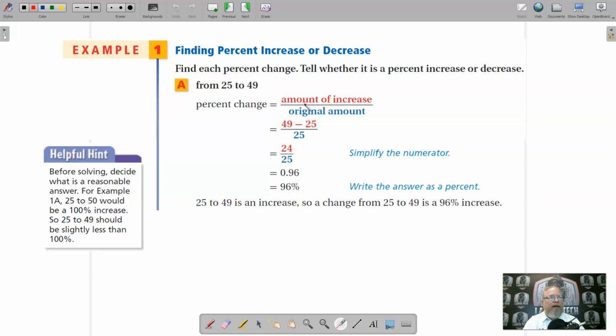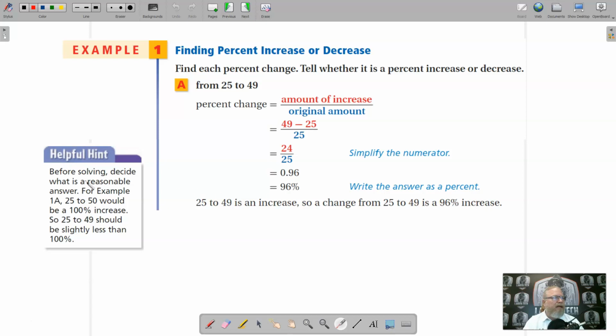To find the amount of increase, we need the difference of the new amount, 49, and the original amount, 25. So we have 49 minus 25, and 25 is the original amount, represented in blue. 49 minus 25 is 24. 24 divided by 25 is 0.96. And then 0.96 as a percentage: move that decimal over 2 places to the right, you get 96, and throw the percent sign on the end. So a change from 25 to 49 is a 96% increase.